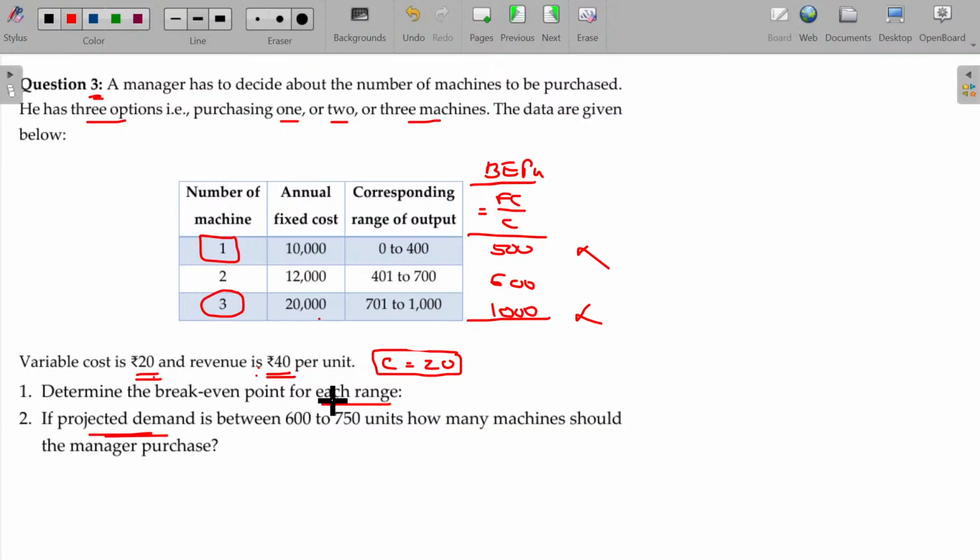If projected demand is between 600 to 750 units, how many machines should the manager purchase? Purchasing one machine is not advisable and is a foolish decision. Purchasing three machines, you get BEP only at 1000 units of production. But here, only 750 is the market demand. Though you produce 1000 for your break even, there is no option to sell. You are actually losing the business. Here also you are losing the business. Here also you are losing the business. Only this one will be good business.